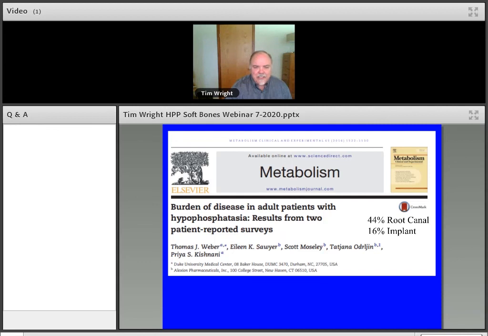So this was the survey that they did, Dr. Kishnani and Tom Weber over at Duke, and I thought this was interesting. So this was where I got the 16% implants. And they also had 44% with root canals. And then I was trying to figure out in the United States, is that really high or not high? And those numbers were not that easy to find.